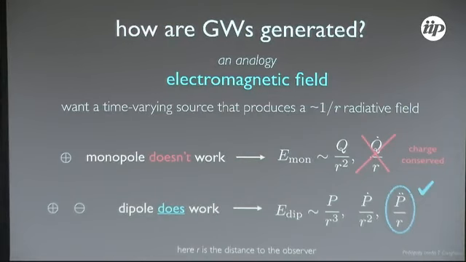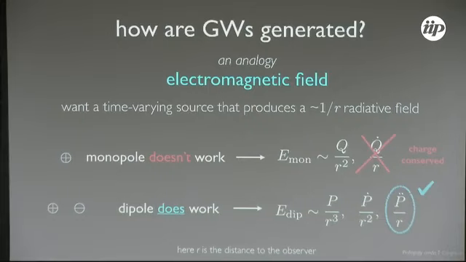So in electromagnetism, can I create an electromagnetic wave with just a monopole, a single charge? Well, it doesn't work because the static part of the field goes as charge over r squared, and if I could make the charge change, it would bring down an r, and it would go as 1 over r. But you can't just make one single charge change because there's conservation of charge. So you can't use the electromagnetic monopole to create electromagnetic waves, but you can do it with the dipole.